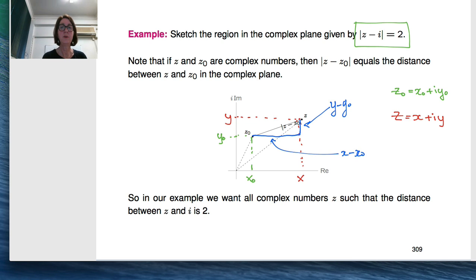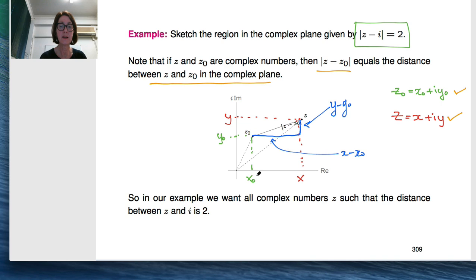Okay, so if you think about a general situation where you've got z minus z naught rather than z minus i, it turns out that the modulus of z minus z naught just equals the distance between z and z naught in the complex plane. Now, on this diagram, here's my point z naught, here's my point z, and I've let z naught be equal to x naught plus i y naught, and I've let z be equal to x plus iy. So I've drawn those coordinates on the picture here.